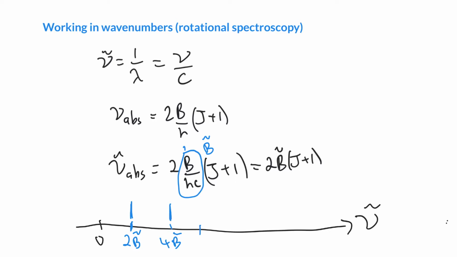So you see a series of lines that have exactly that same spacing as before of 2B, except now, okay, no Hamlet jokes, okay? So now we have that spacing of 2 times B, so 2 of those rotational constants. So we get that comb effect just like we saw before in the frequency space.